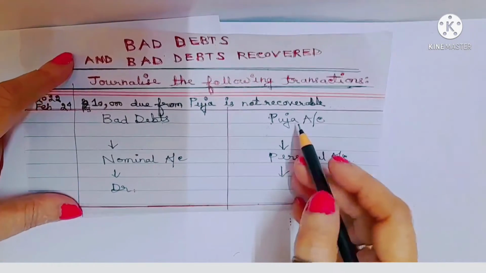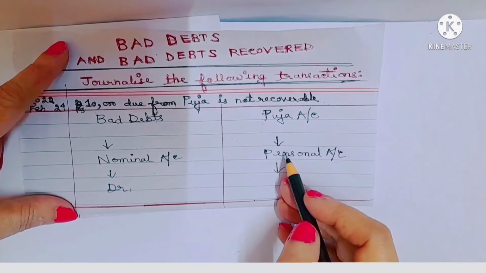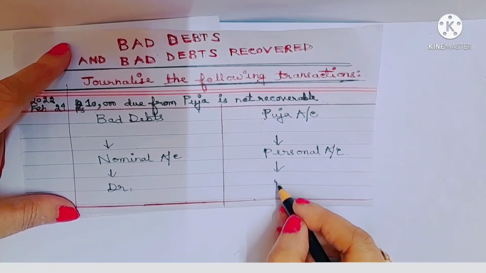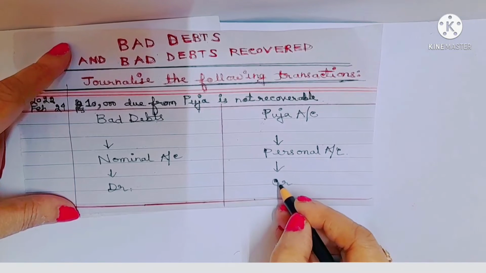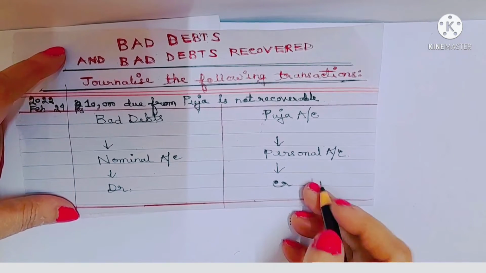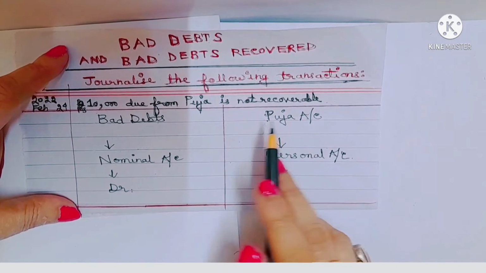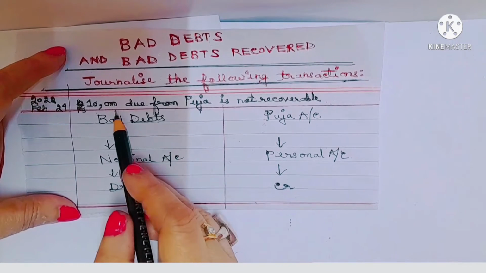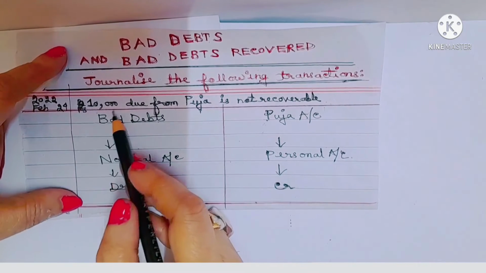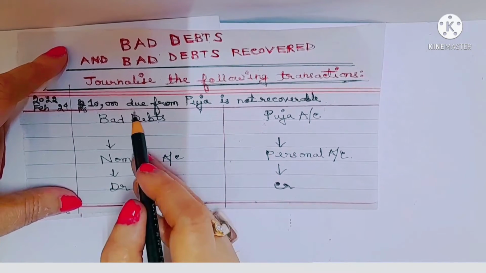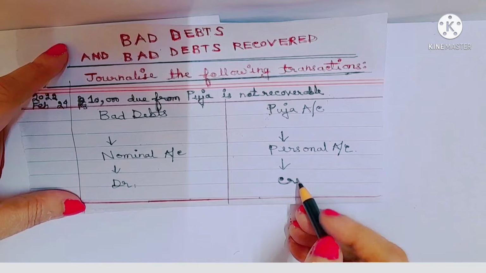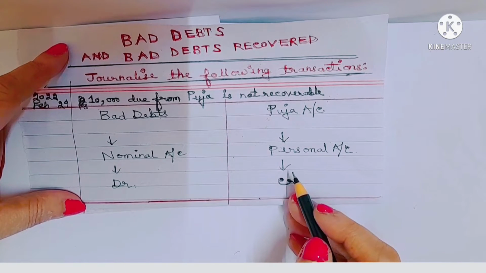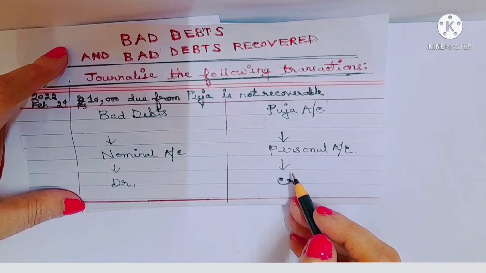And though Pooja is not the giver of money, still we have to credit her. Why? Because we have to close her account. Though Pooja is the customer, she is unable to pay rupees 10,000 back. Still, we have to credit her. So Pooja account will be credited because Pooja's account will be closed.